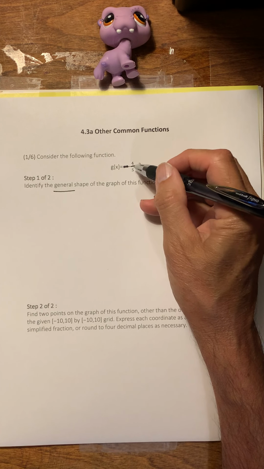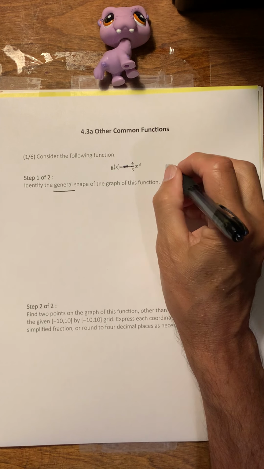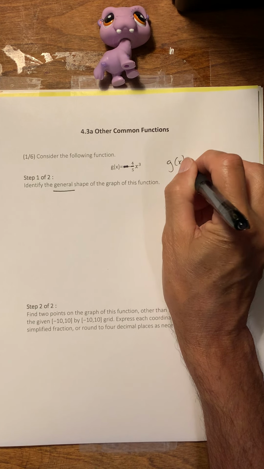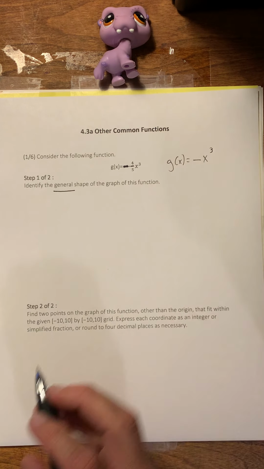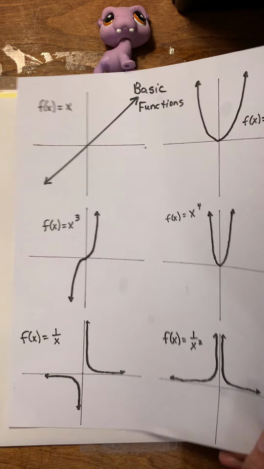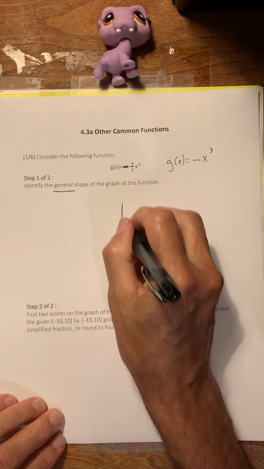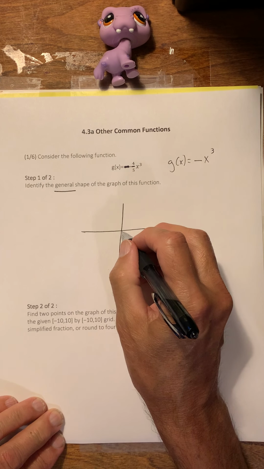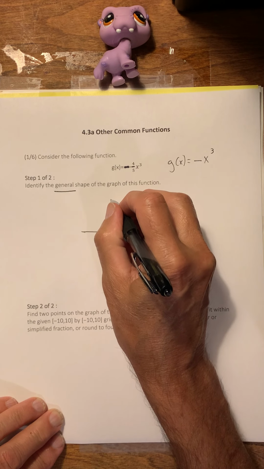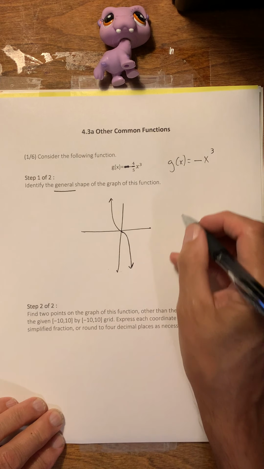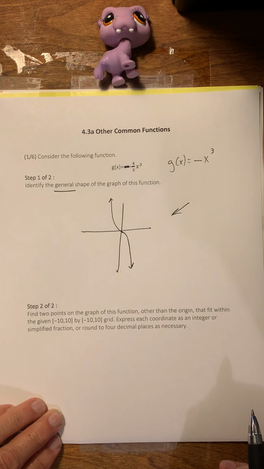In other words, I don't have to worry about this 4/5. Just forget about it. What I need to think about is what does g of x equal negative x to the third look like? So I'm going to find x to the third. Oh yeah, it's negative. So it is going to go down here and up here. And so I will choose to identify this graph as the general shape of my function.